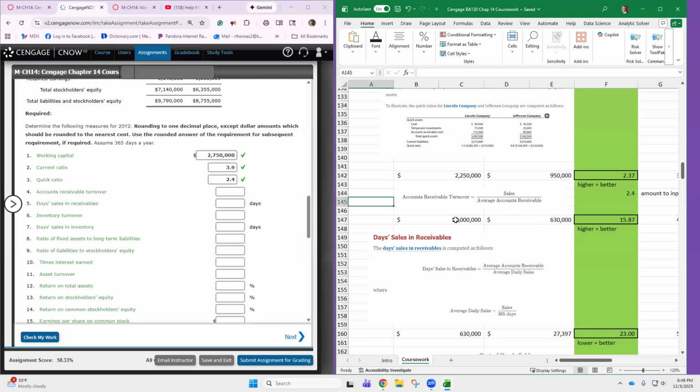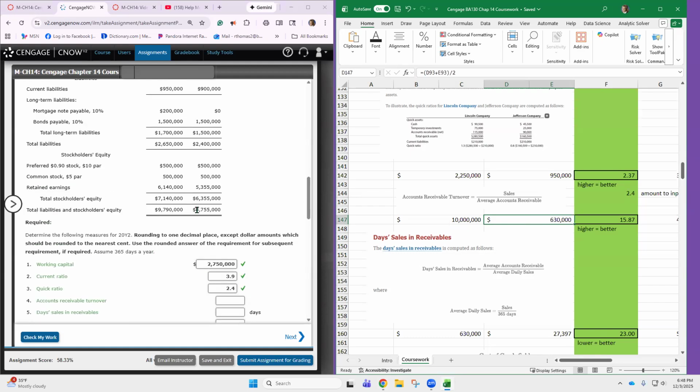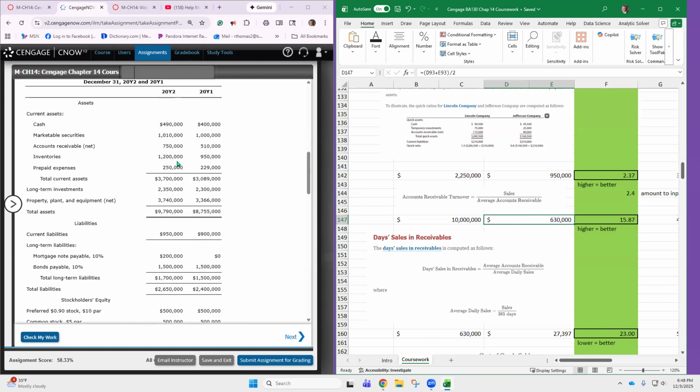We know what sales is. It's a specific amount from the income statement, but your average accounts receivable, here's how you're going to do it. You're going to go up here to accounts receivable, add these two numbers together and divide by 2. Remember, how do you calculate an average? You divide by the number of numbers you added together. The average.